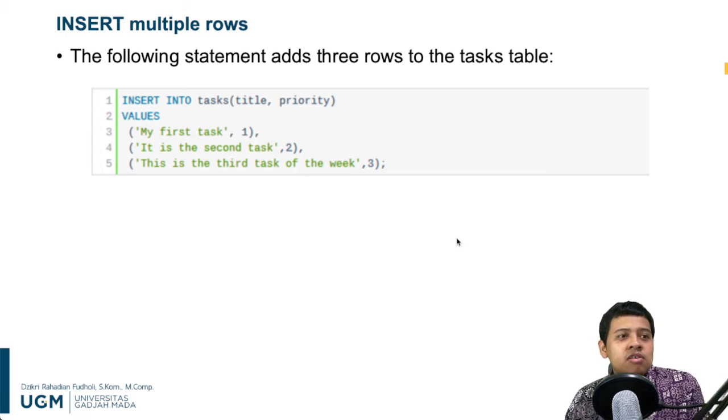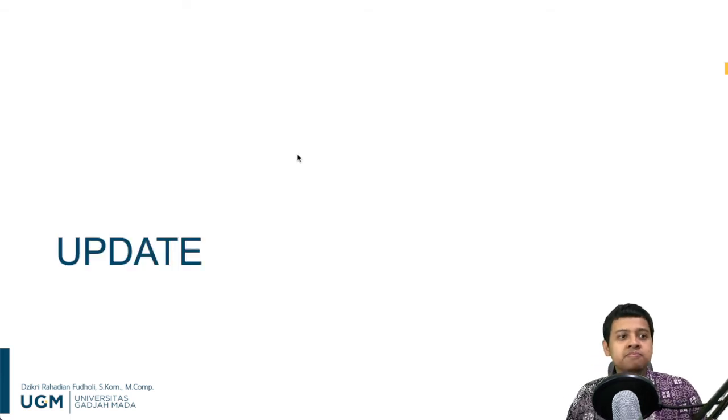And this is for inserting multiple rows, just like the syntax in the statement before. We differentiate between each row with a comma, and each row is separated by parentheses and commas.